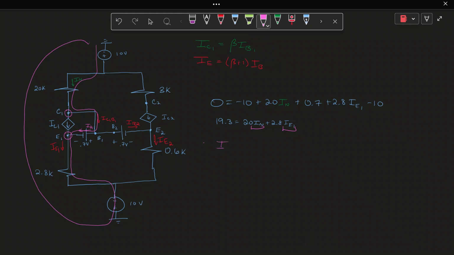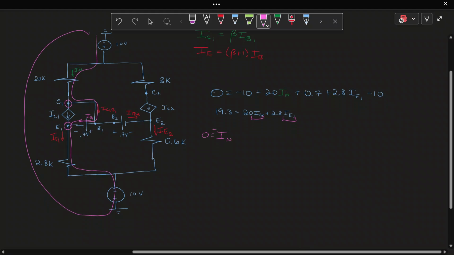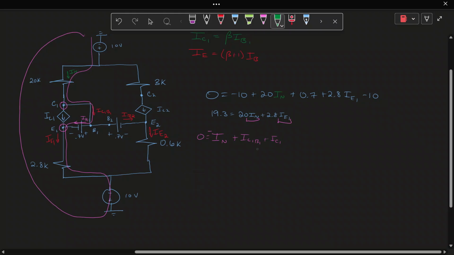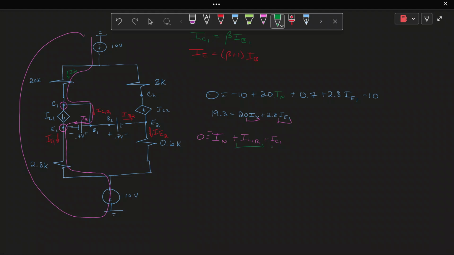So now what do we know about IN? Well, 0 is equal to, looking at this node, we have minus IN, and then we have plus IC1B1. Remember, that's the current I initialized there, going out of the collector node into the base node, plus IC1. Well, again, we have another unknown here. We just introduced another unknown. We also introduced IC1, which we don't have.